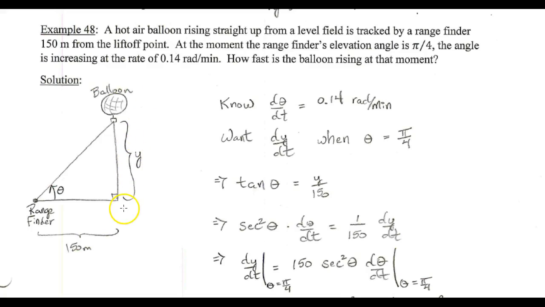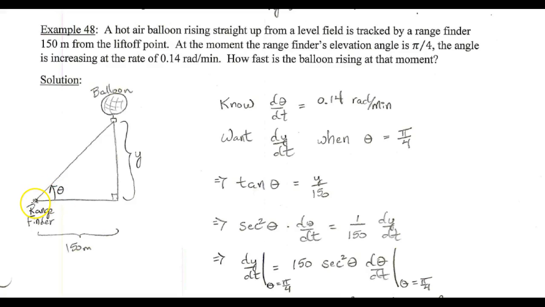So we have a balloon. We're going to say this is the ground. The balloon took off from here and it's rising up. So this is going up. That means the height of the balloon, y, is changing. I'm calling that y. And then the other thing I know is changing. First of all, I know the distance from this rangefinder to where the balloon took off is 150. That's not a variable. That will stay 150. What is changing is this angle of elevation.